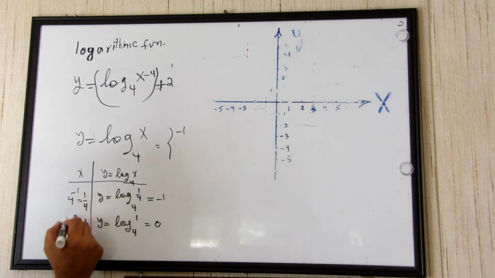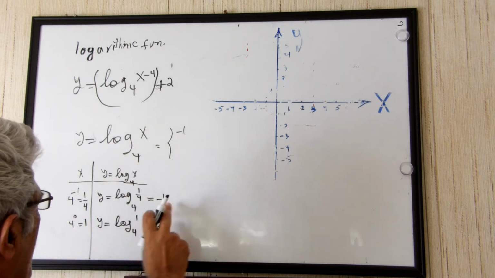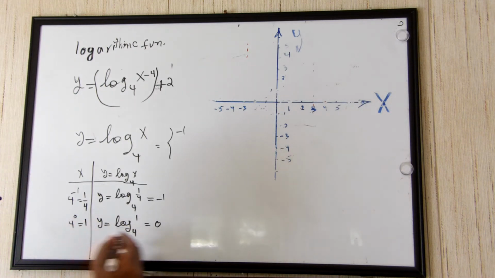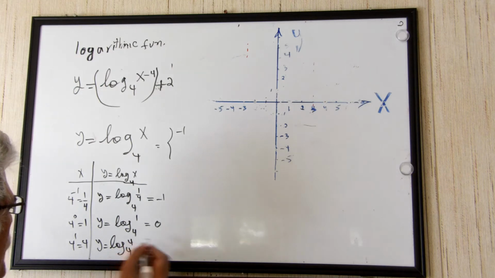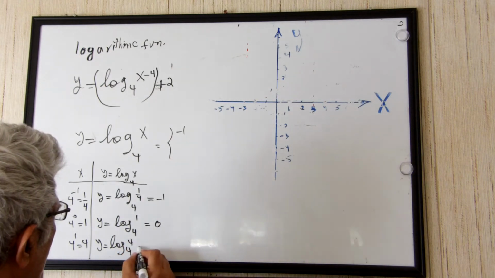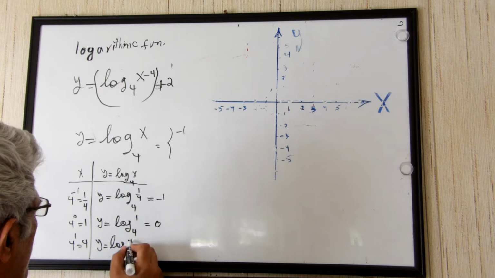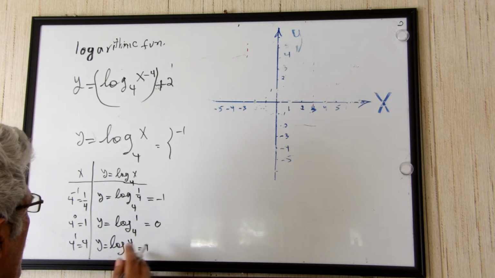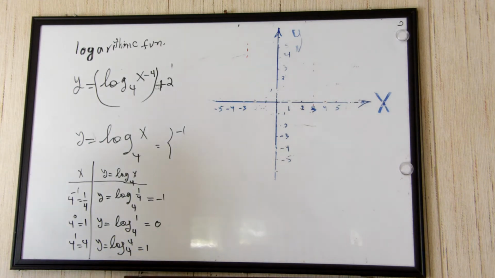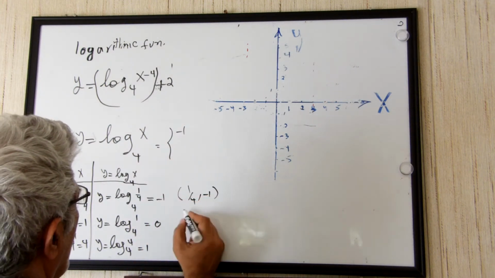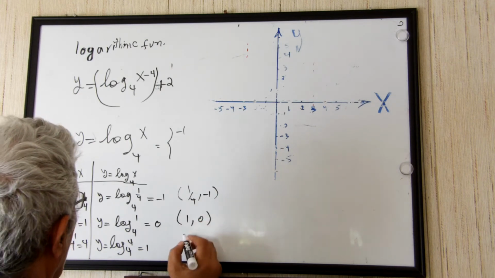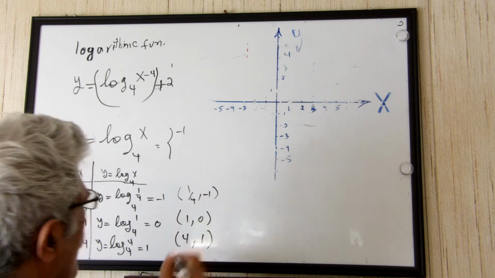Actually, the value of y is the same as the exponent. If x is 4, y equals log base 4 of 4, which is going to be 1, because 4 is 4 to the power of 1. So we got 4 and 1. So we got 3 points here: 1 over 4 and minus 1, 1 and 0, 4 and 1. X value, we find 3 points.